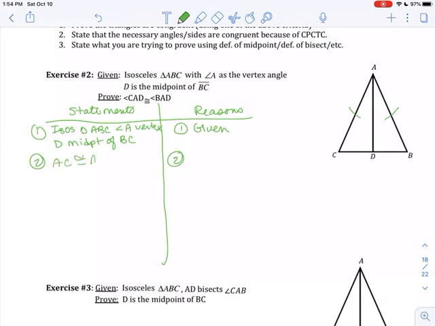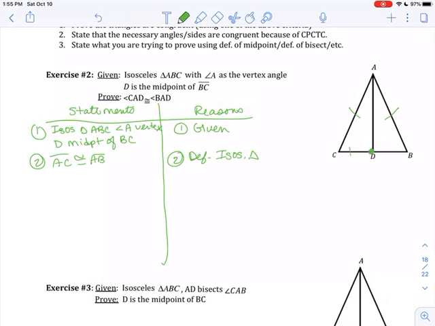So by knowing that A is that vertex angle, if A is a vertex, then that makes AC congruent to AB. And that's just my definition of isosceles triangle. In the given, they told me it was an isosceles triangle. An isosceles triangle has two sides congruent. Boom, those are my two congruent sides.